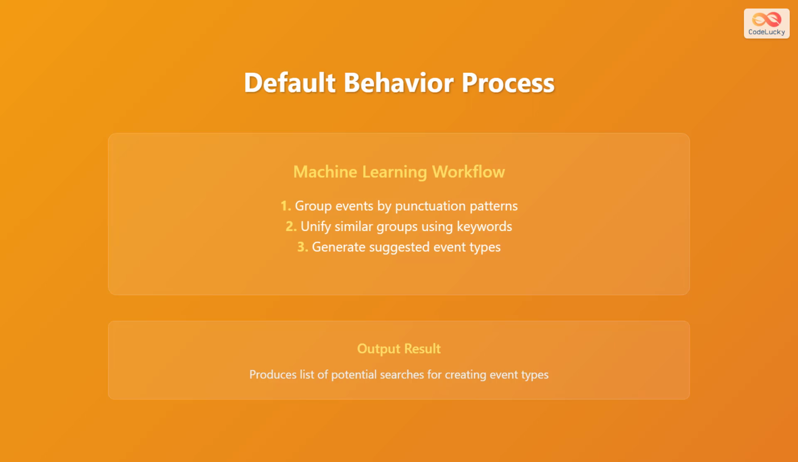The TypeLearner command followed a three-step machine learning workflow when executed with default settings. First, it would group events by punctuation patterns found in the raw event data. This initial grouping created clusters of events with similar structural characteristics. Second, the command would unify similar groups using keyword analysis, identifying common terms and phrases that appeared across different event groups. Finally, it would generate suggested event types based on the patterns discovered during the analysis. The output result was a list of potential searches that administrators could use for creating formal event types in their Splunk environment.